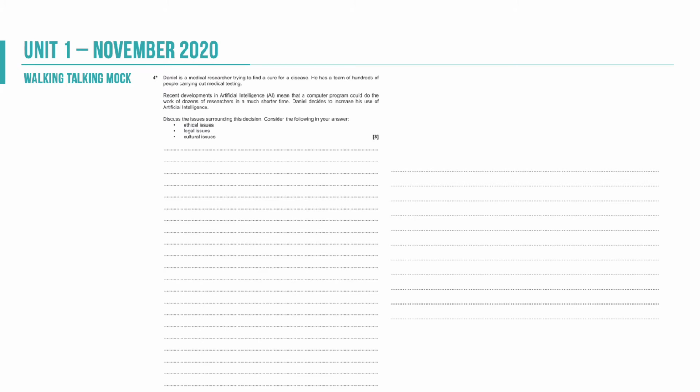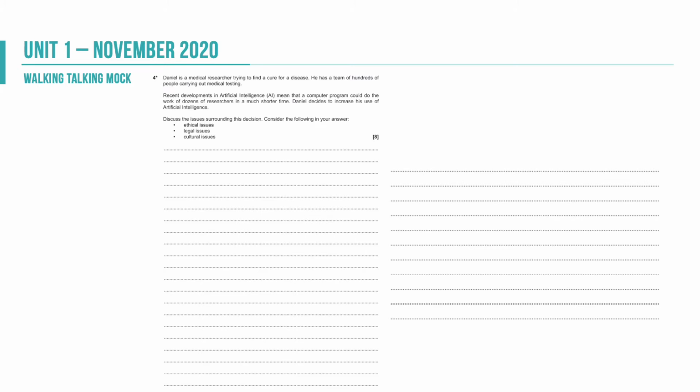This question talks about AI and medical testing. It then says discuss the issues surrounding, consider the following. It does not mean consider the following. It means you must include at least 2 ethical issues, at least 2 legal issues, and at least 2 cultural issues. Now we know we're aiming for 8 marks, so we want to make 8 points.